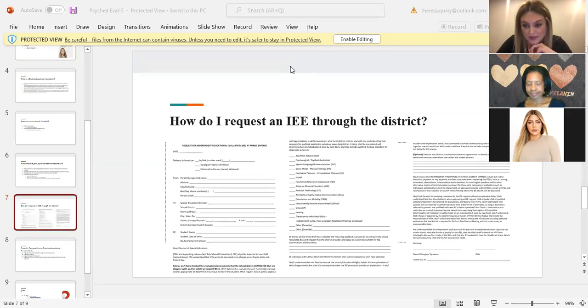Just because your child is getting good grades does not mean that they don't need an IEP. A lot of times, parents are given the information of, oh, Johnny's getting A's and B's. He doesn't need an IEP. He doesn't need services. Don't even worry about that. But just because he's getting A's and B's does not mean that he is meeting his fullest potential.